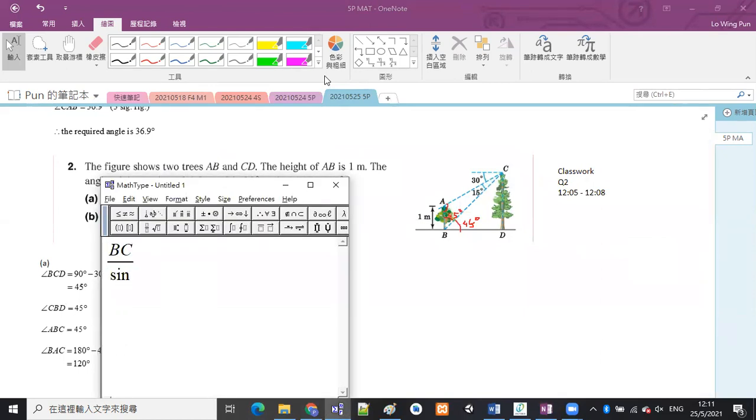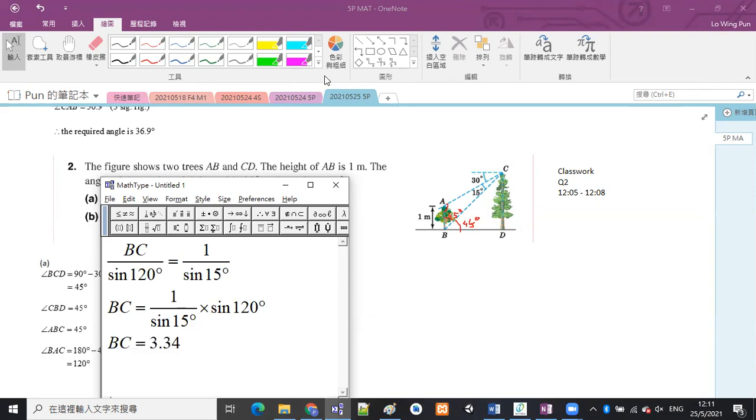BC divided by sine which angle? Yes, 120 degrees is equal to the other pair, the known pair. The given pair should be length 1 over sine. Is it 15? Yes, 15 degrees. Okay, good. And then BC is calculated by this line, and then BC is equal to, by calculator, should be 3.346065215. Okay, and this will be the final answer.